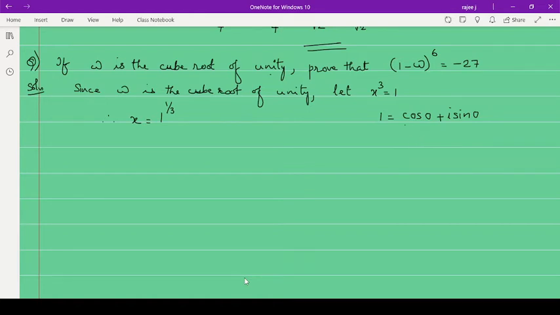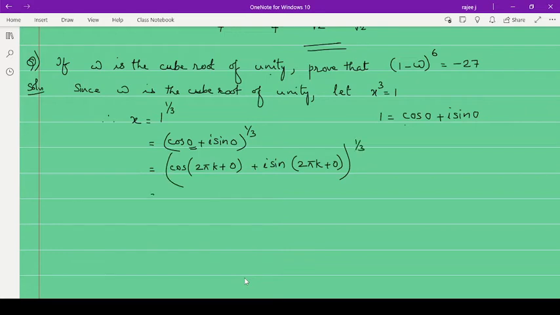So cos 0 is 1, i into sin 0 is 0. So this part will become 0 and this is 1. So 1 plus i into 0, that is 1. So now this is equal to cos 0 plus i sin 0 raised to 1 by 3. Now what to do is, we add 2 pi k. Whatever angle you are getting, just add 2 pi k with that one. So plus i into sin of 2 pi k plus 0, raised to 1 by 3.